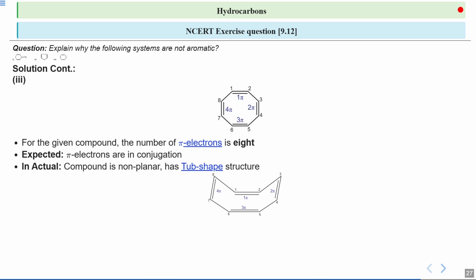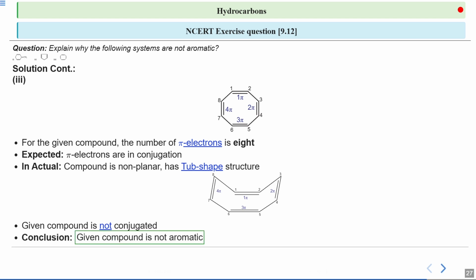To avoid this anti-aromaticity, rather than going into the anti-aromatic criteria, it becomes non-planar. And due to this non-planar nature, it will be non-aromatic, because you know that anti-aromatic compounds are less stable than non-aromatic ones. So your compound is taking such a configuration, the tub shape, so that it can go from anti-aromatic to non-aromatic. So the given compound, due to its lack of planarity, is not conjugated fully over the ring, and hence the compound is non-aromatic.